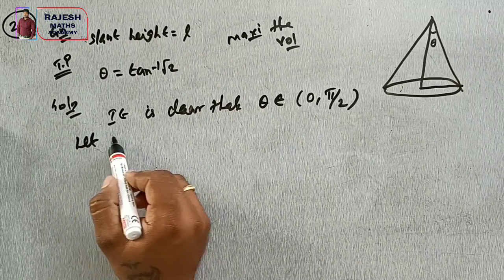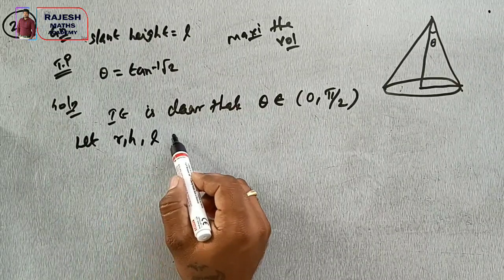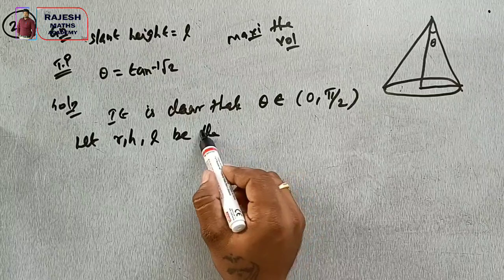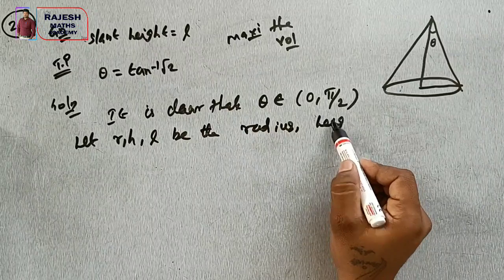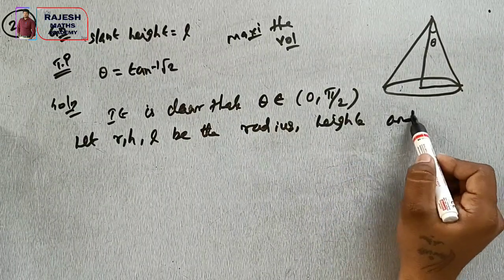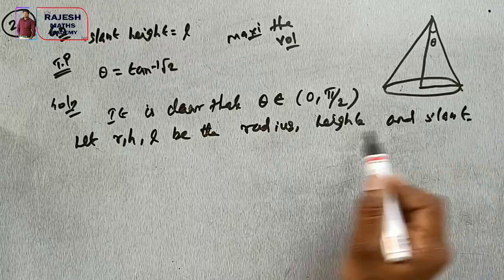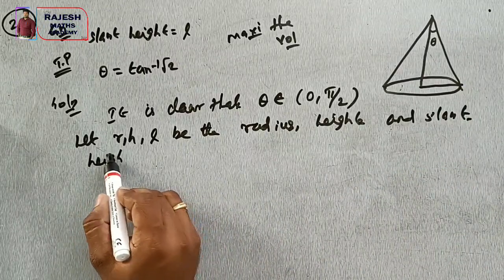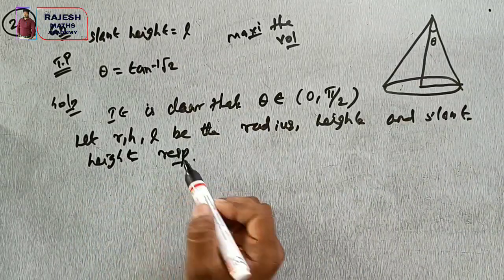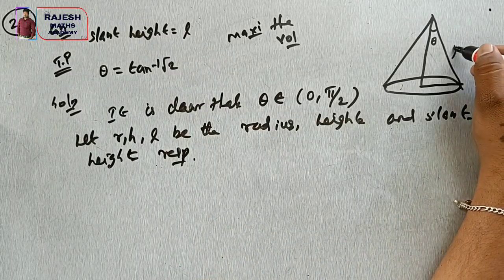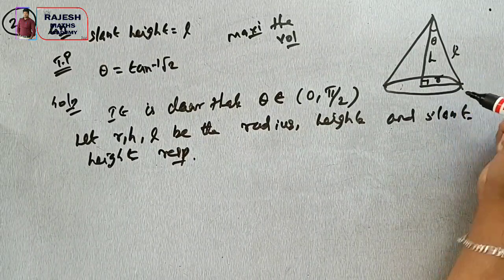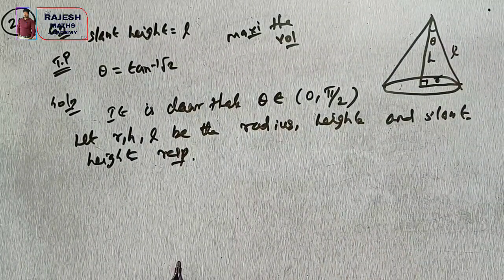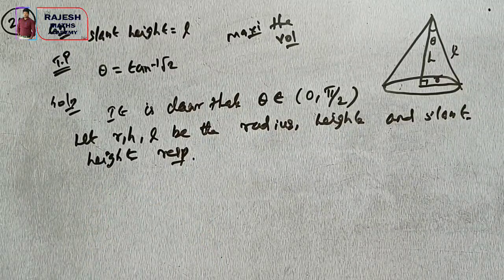Similarly, let r, h, l be the radius, height and slant height respectively. So this will be our slant height L, this will be our H, and this will be our R. So it is a right angle triangle. For that right angle triangle, I am going to use the Pythagoras theorem. I am going to use the right angle triangle concept here.